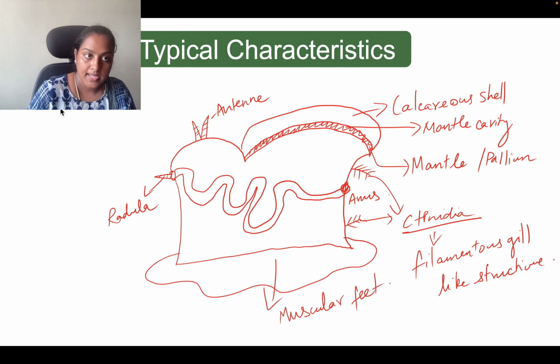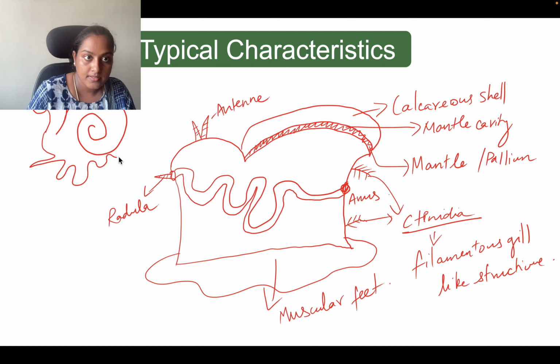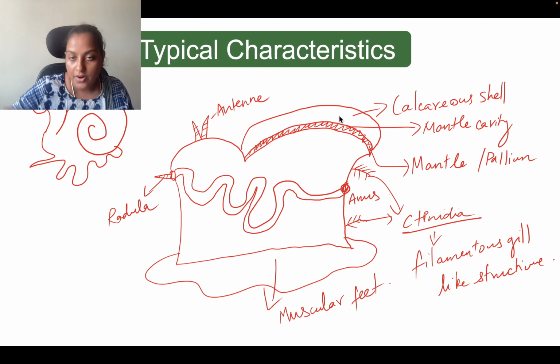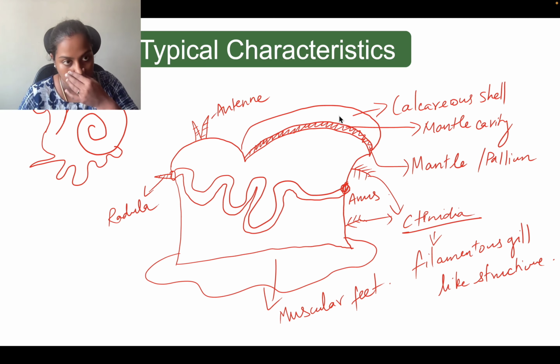Even if you take the snail, let me draw a rough diagram of a snail. It will have an antenna, right? And then it will have the calcareous shell, and it will have a muscular foot like this, so that it attaches to a substratum and it moves. So basically this is a rough sketch of a mollusca.